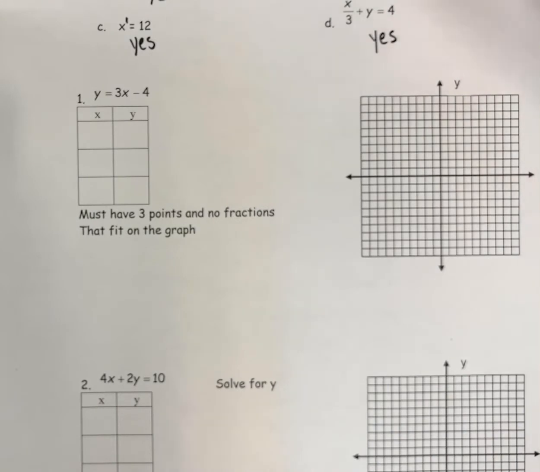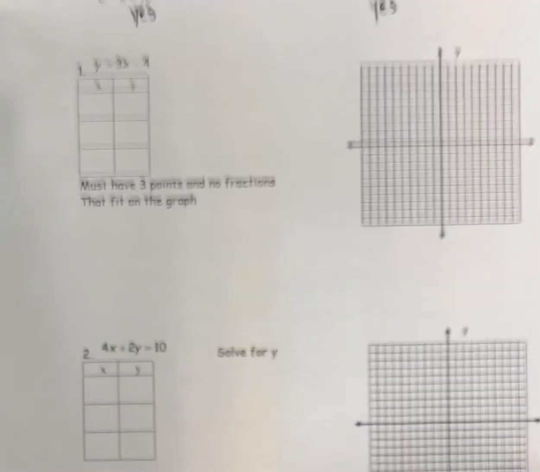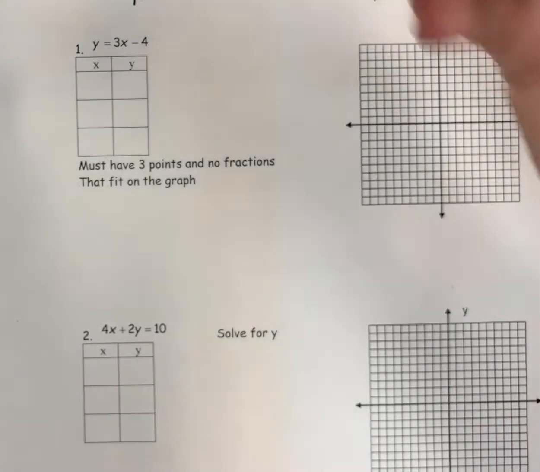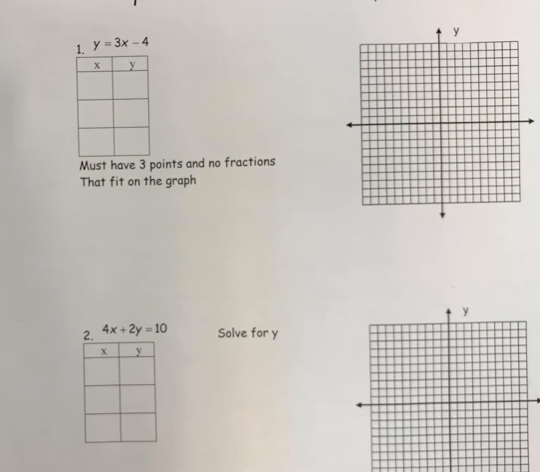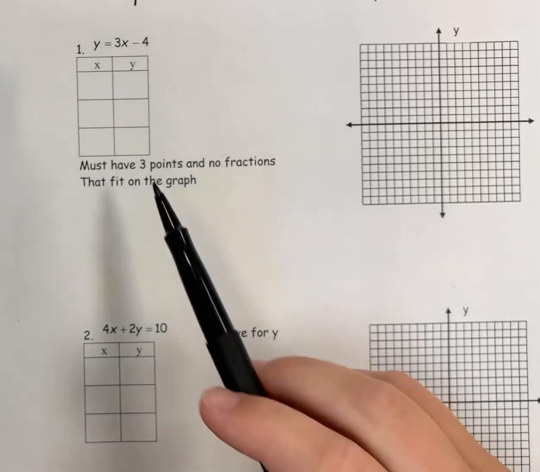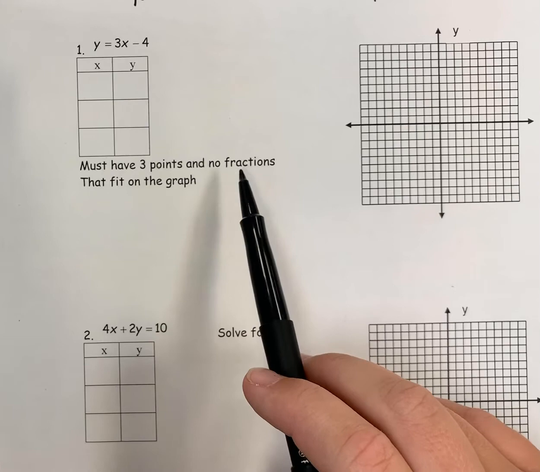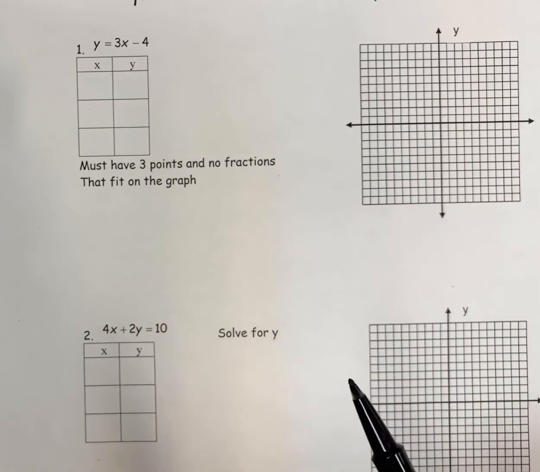So let's take a look at the first example I have here. Okay, this first example here says y equals 3x minus 4. And we want to graph that. So we want to graph this linear equation of y equals 3x minus 4. Here's how we're going to do it. We're going to have 3 points. None of those points can be fractions or decimals. And those 3 points need to fit on the graph.